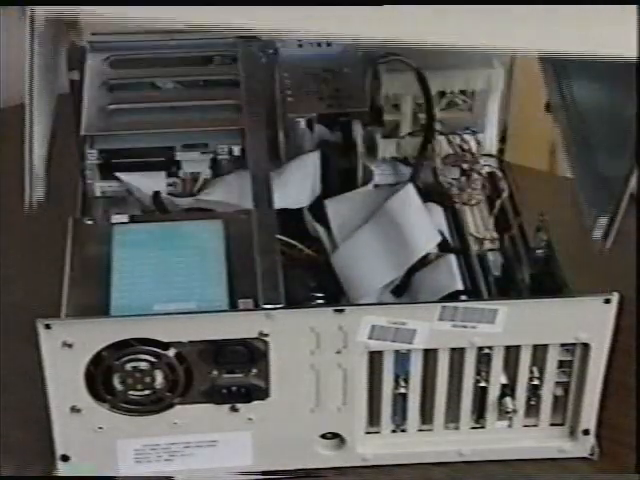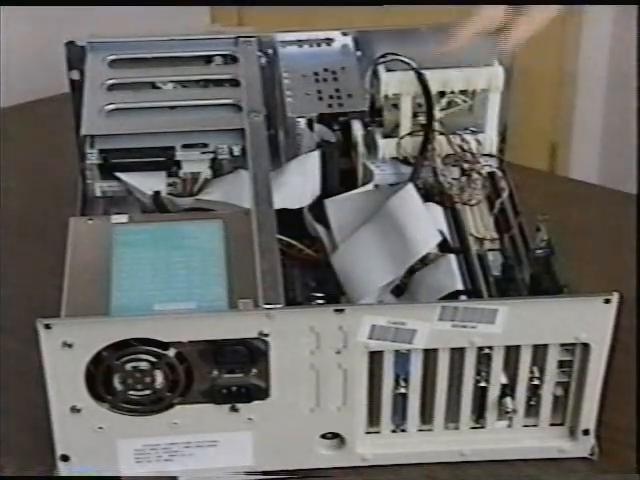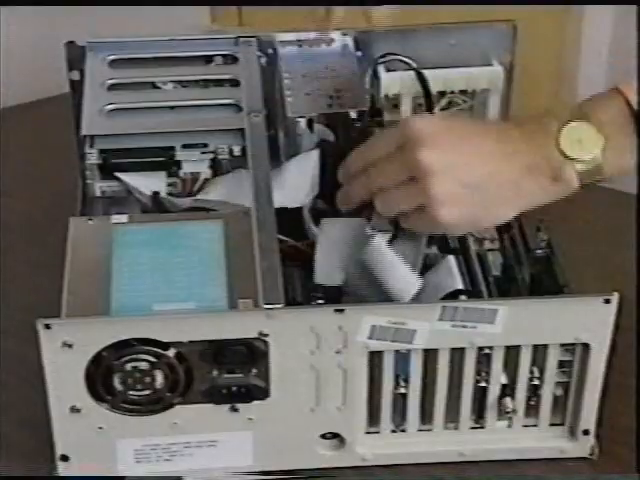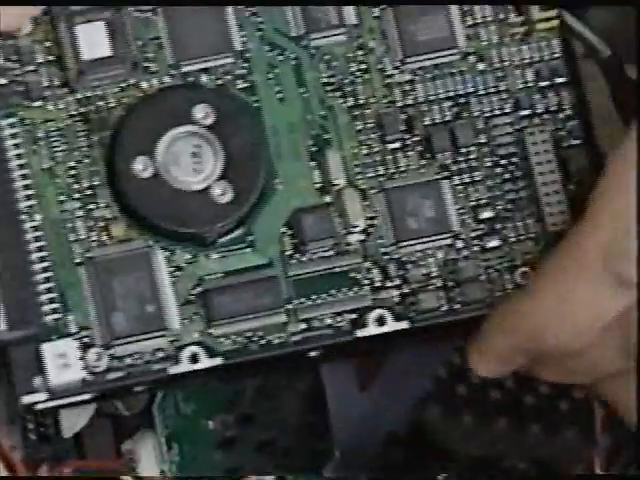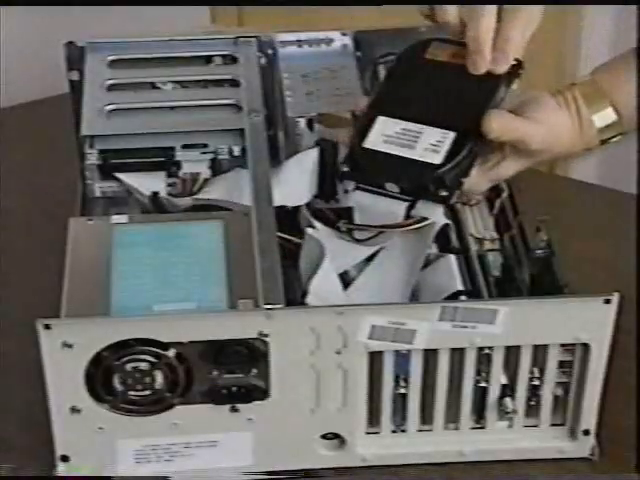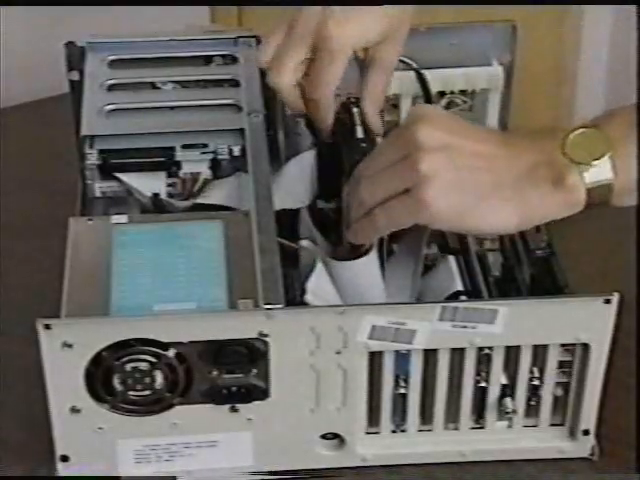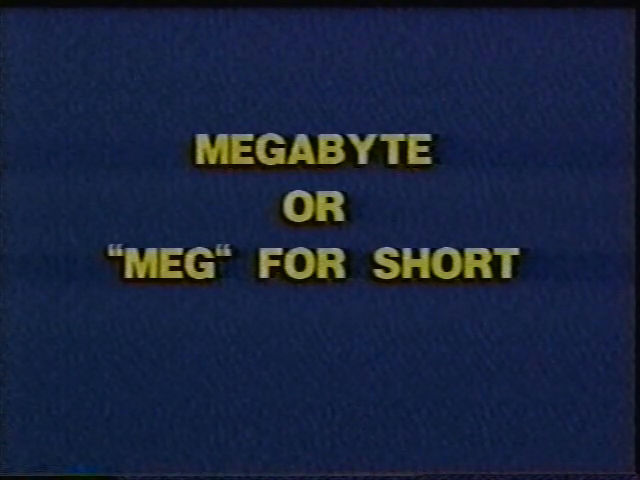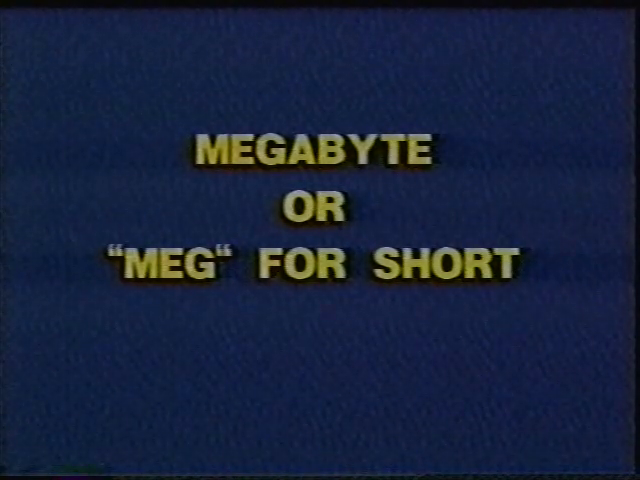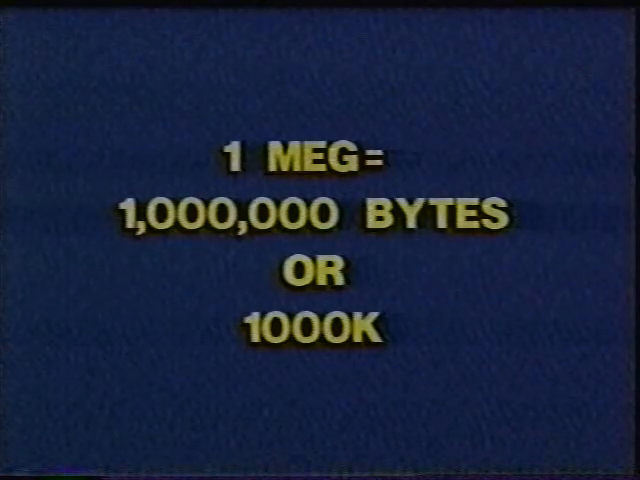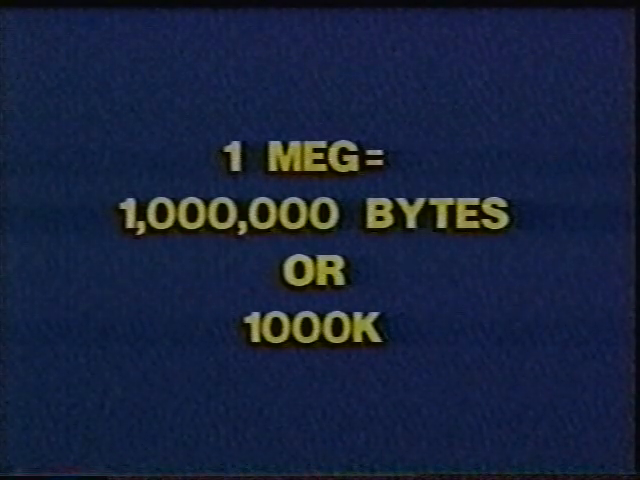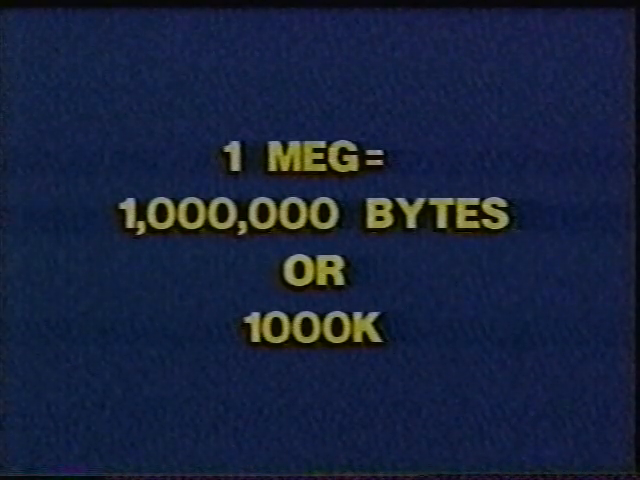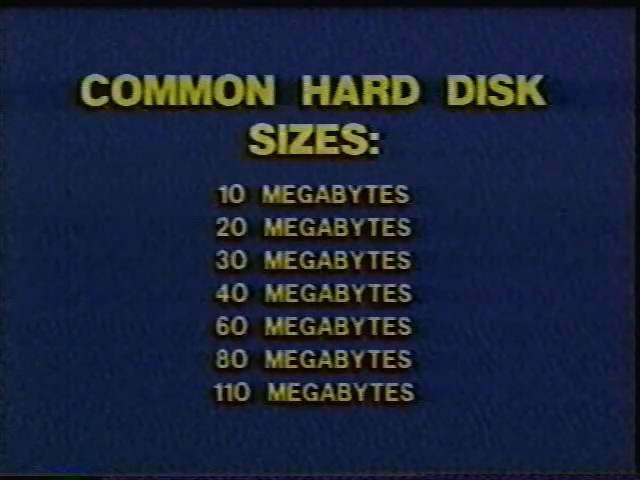Now let's move on to the hard disk. The hard disk is located inside the computer itself. It is non-removable and can store large amounts of data and will retrieve data much faster than a floppy disk drive. Hard disks come in a variety of different sizes which are measured in megabytes, or meg for short. A megabyte equals 1 million bytes. 1 byte is about equal to 1 keyboard character.